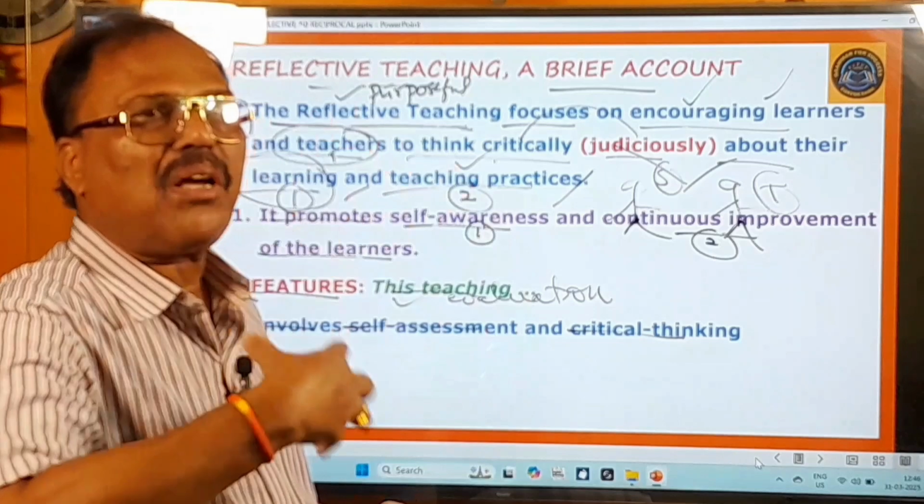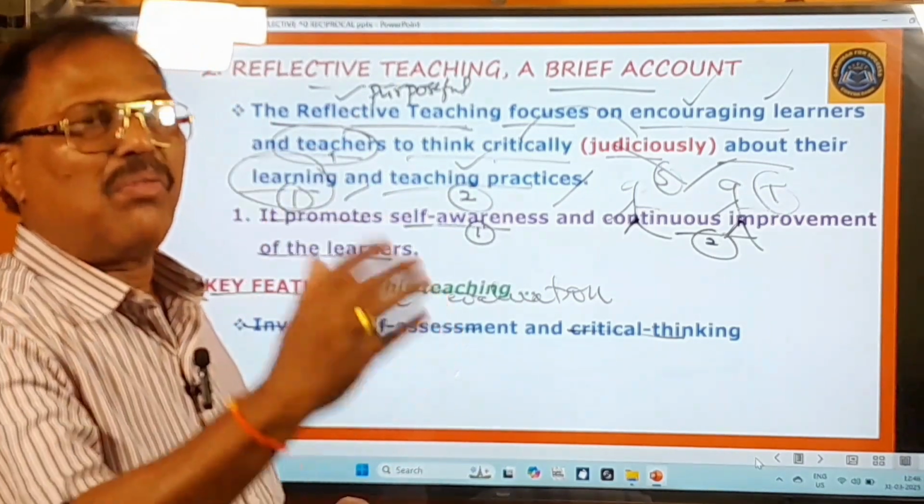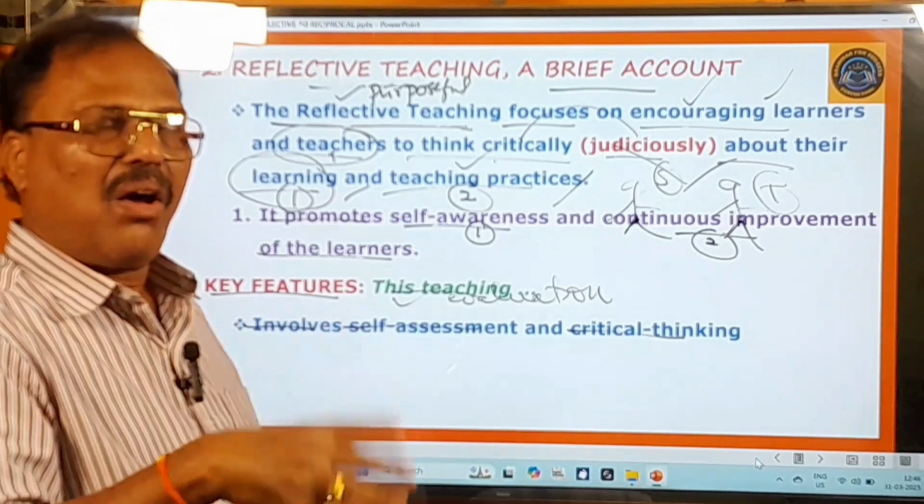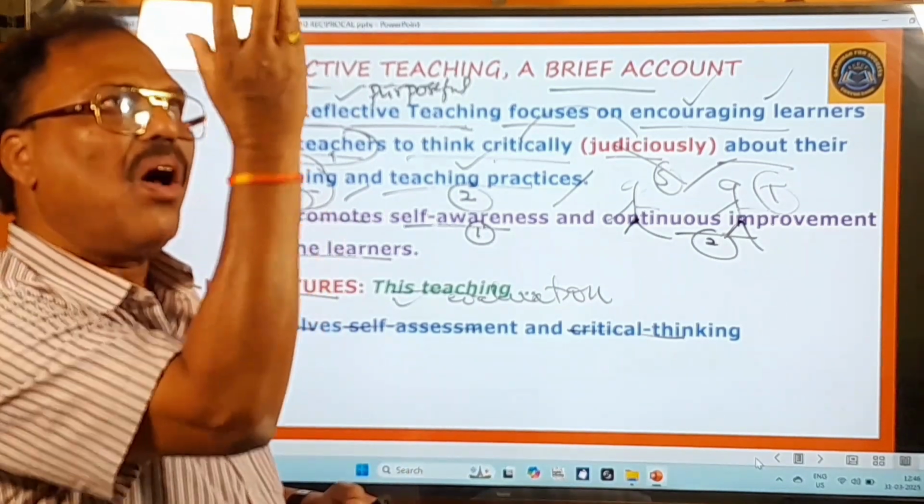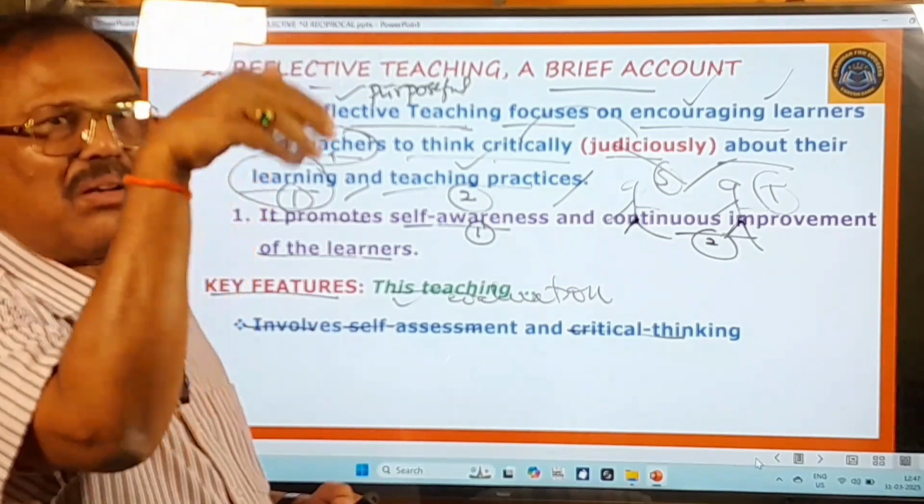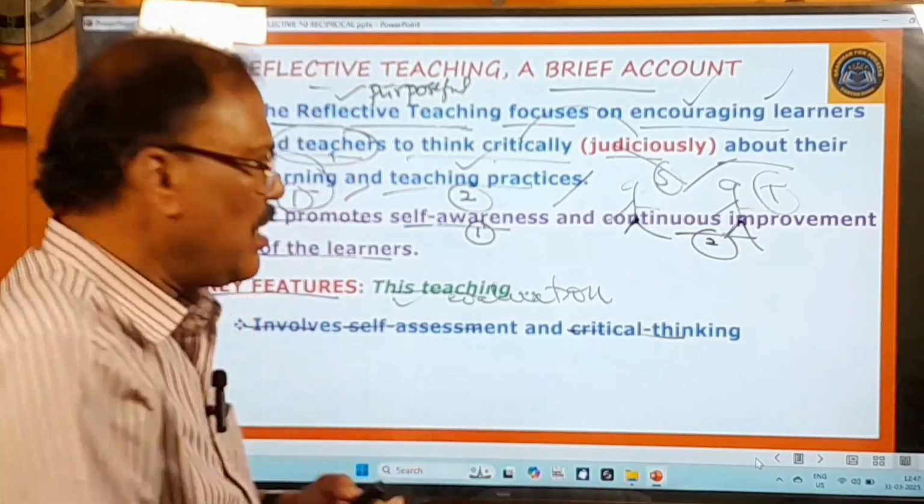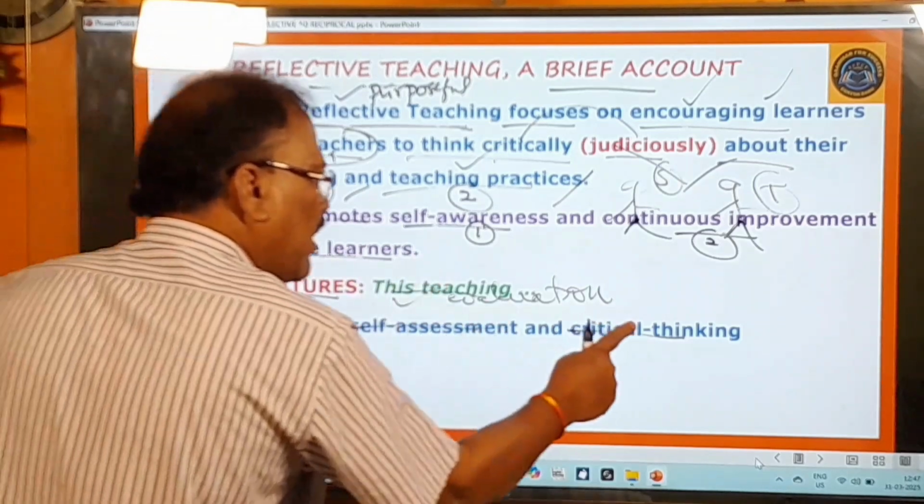An assessment of one's own actions: what he is doing, what he is learning, what he is able to understand. All such things are called self-assessment, whether he is progressing or regressing, whether he is doing well in the studies or not. So all such things will come under self-assessment. So this teaching involves self-assessment and critical thinking.